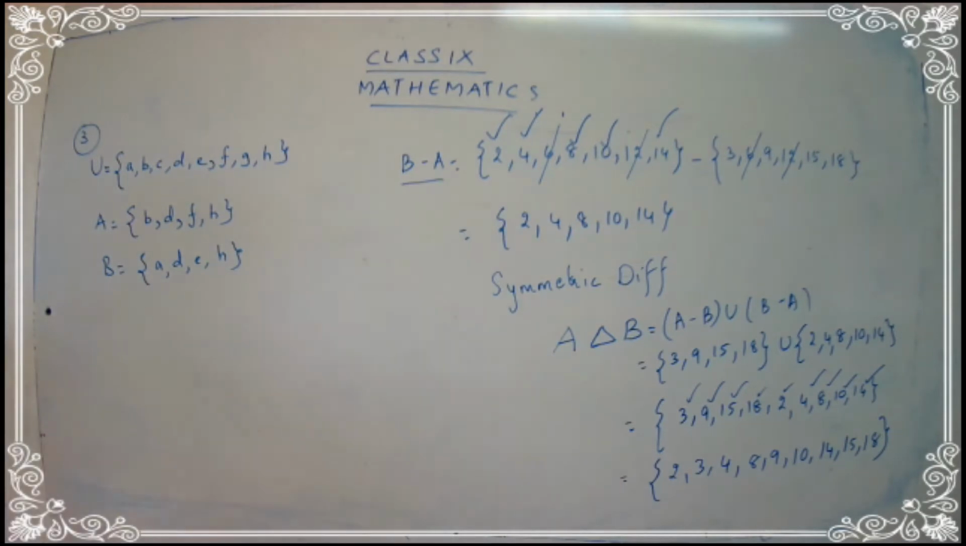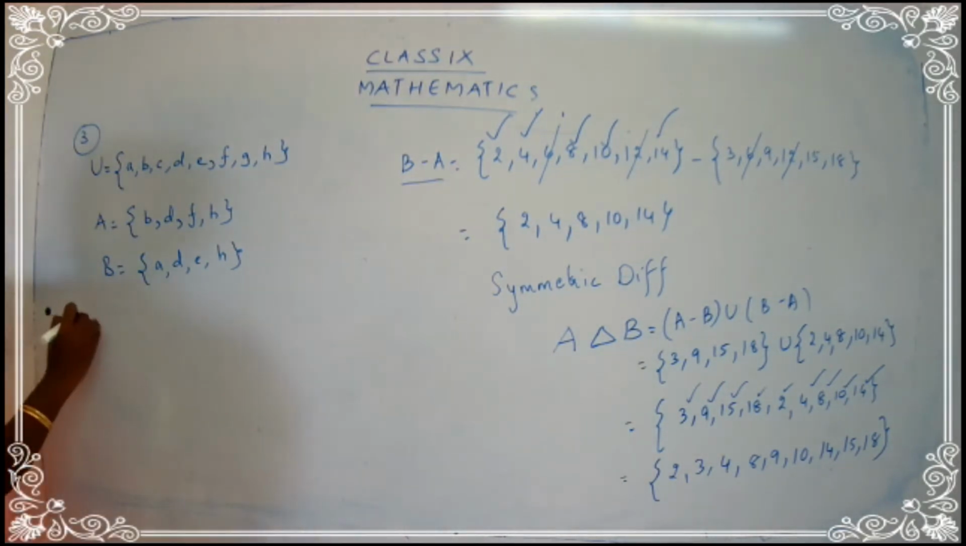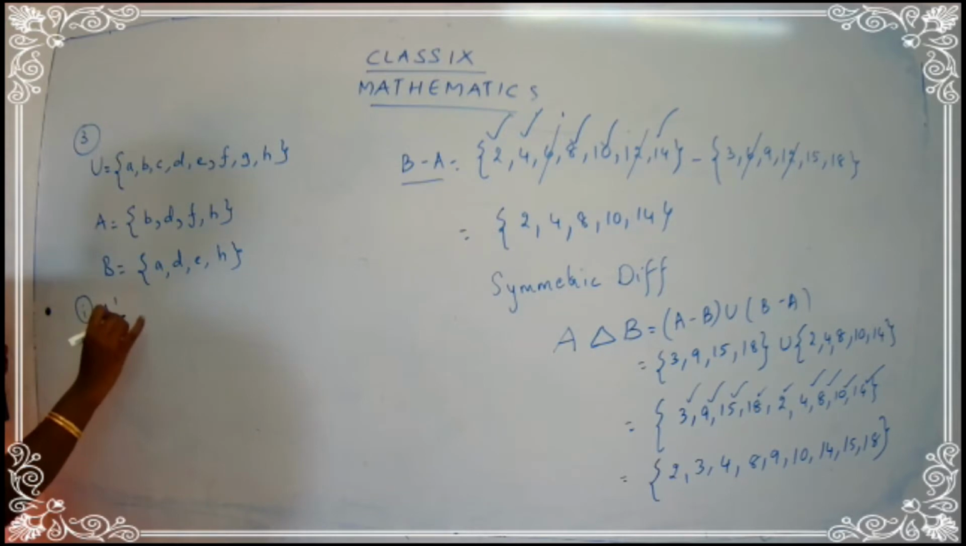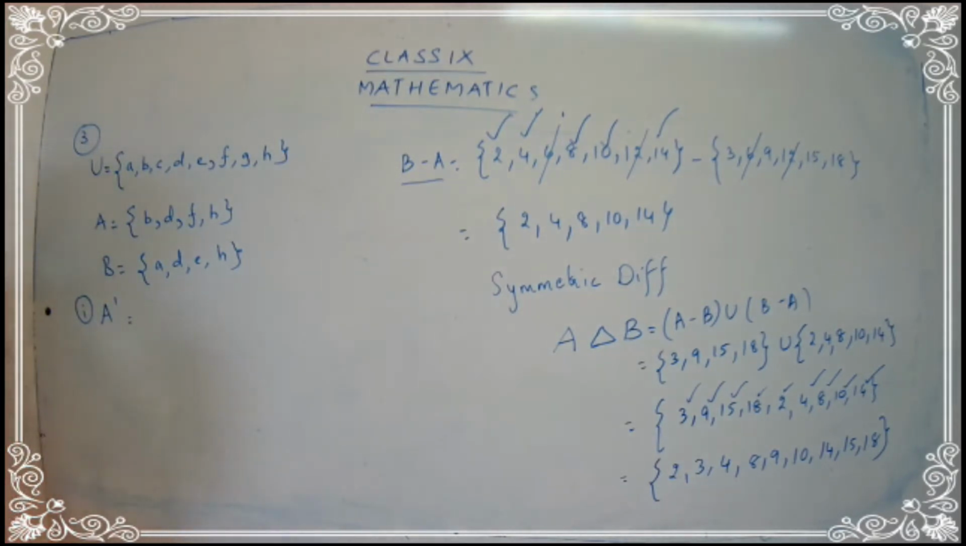Shall we start with the first subpart, children? Yes. What is the first subpart? It's A dash. Be careful, children. You have to be very, very careful when you write this down. This type of question will be asked for 5 marks. You may have a question of this type for 5 marks. So you have to be very, very careful. You have to understand the concept and then do the sums. Shall we proceed? Let's go with the work, children.